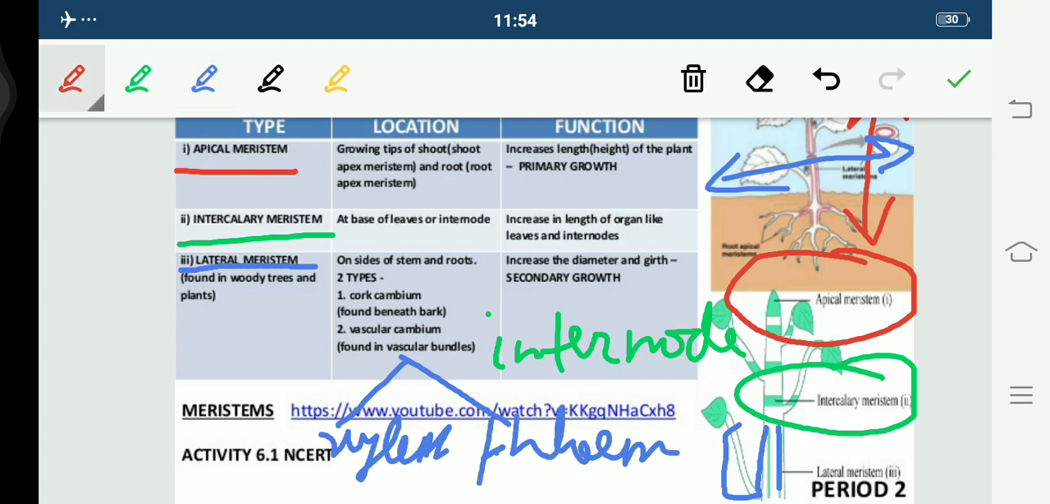Listen to this very carefully now. Apical meristem helps in the primary growth of the plant, and talking about the lateral meristem, it helps in giving the secondary growth, and it helps in increasing the diameter and girth of the plant, fine. I hope this is clear students. Very simple and easy topic.